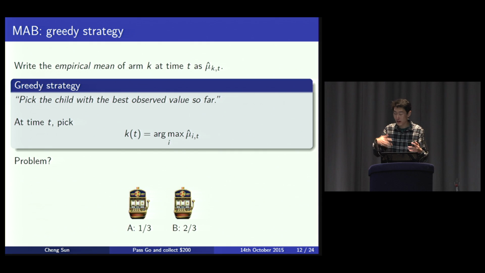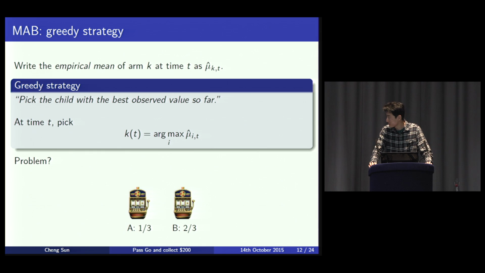We have an idea, the empirical mean, which is the kind of average so far that we know about a machine. We'll write that as mu hat of k at time t. And so we have an idea of what the mean of each machine is. Why don't we just pull the one which has highest mean every time? Then surely we'll minimize our regret. So formally, at time t, we pick k of t to be the i which maximizes mu hat of i at time t. So we pick the one with highest empirical mean. But there is a problem with this.